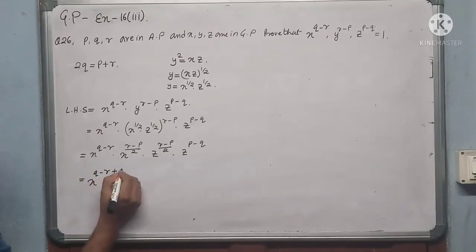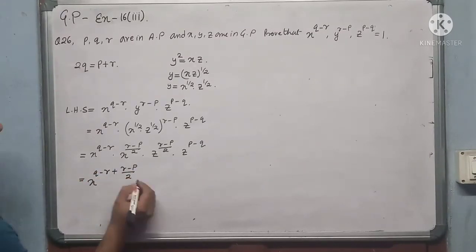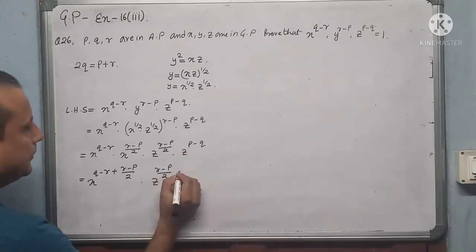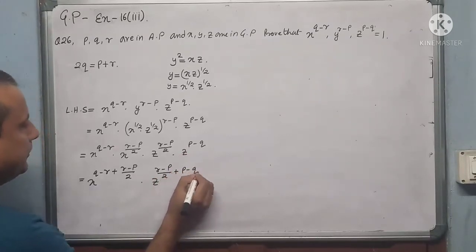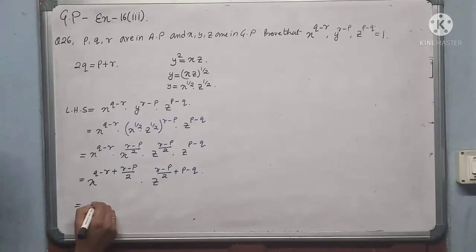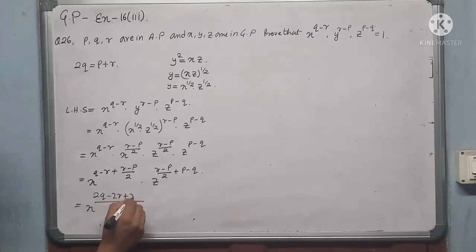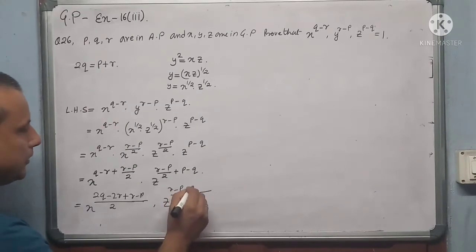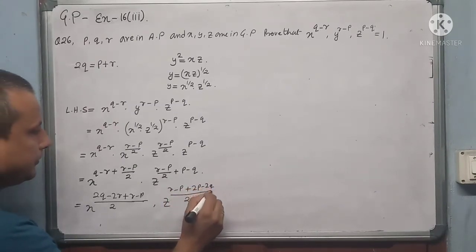Q minus R plus R minus P divided by 2, for X, and Z to the power R minus P by 2 plus P minus Q. Now X to the power, I'll take the LCM 2: 2Q minus 2R plus R minus P. Z to the power, again I'll take the LCM 2: R minus P plus 2P minus 2Q.